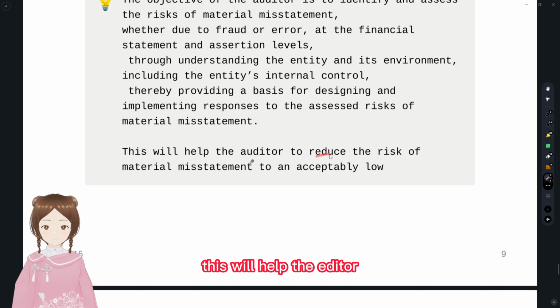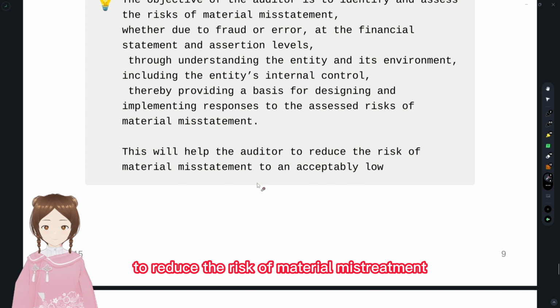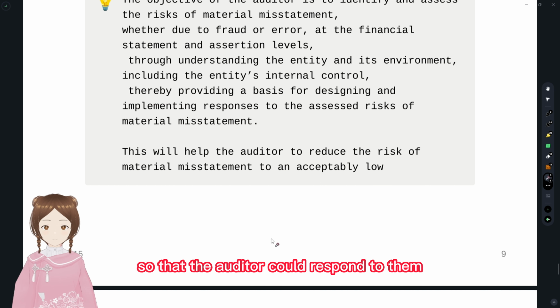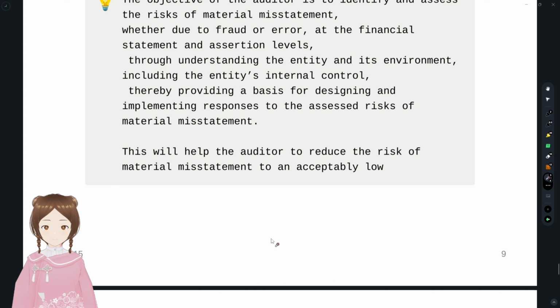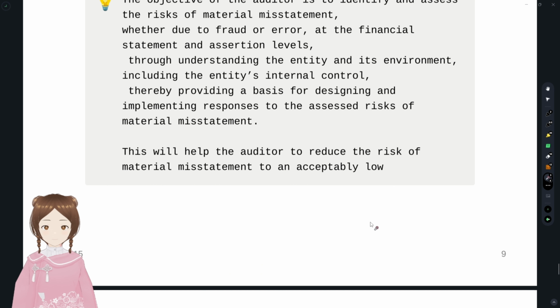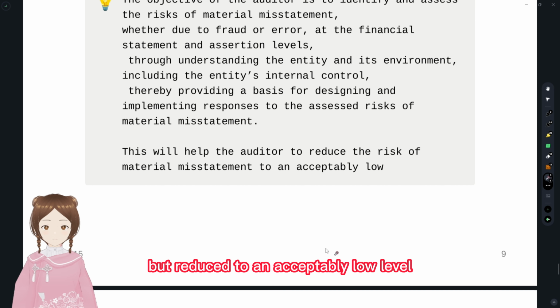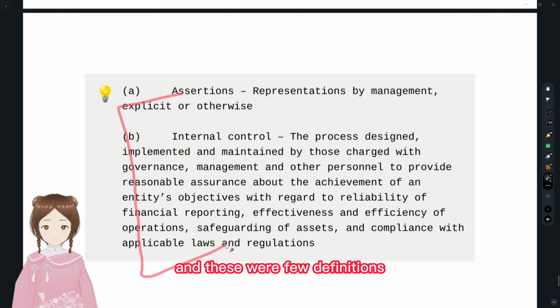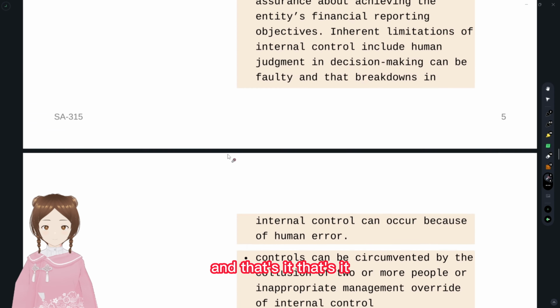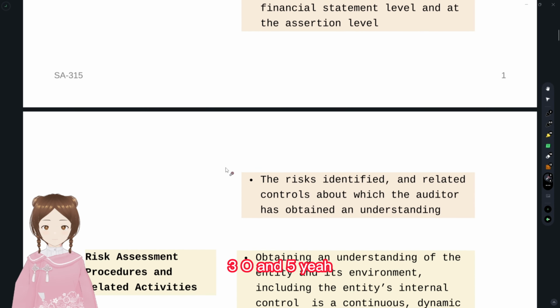This will help the auditor reduce the risk of material misstatement to an acceptably low level. This is the benefit of assessing the risk of material misstatement, so that the auditor could respond to them and perform those audit procedures so that the risk would be reduced to an acceptably low level. These were a few definitions, and this is not so important, just revise it once, one day before the examination, and that's it. We'll move on to SA 315.